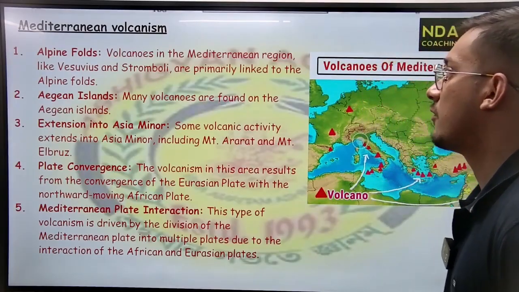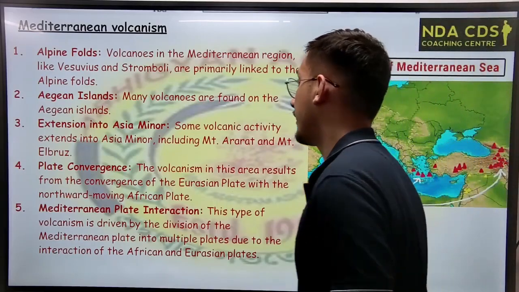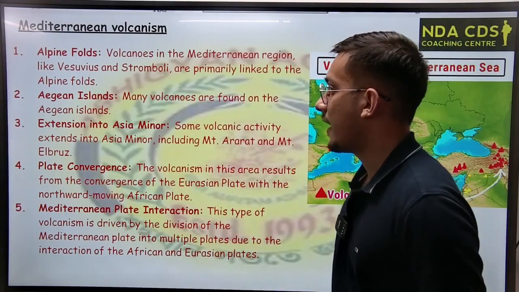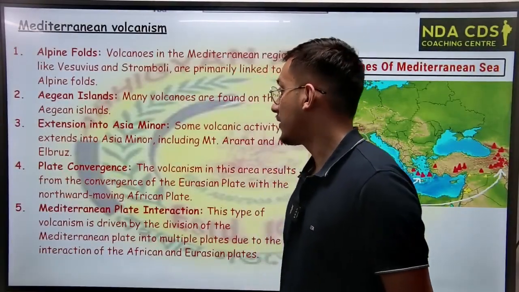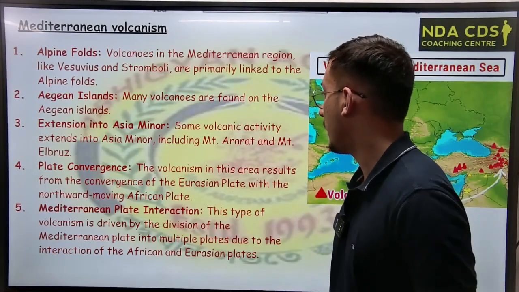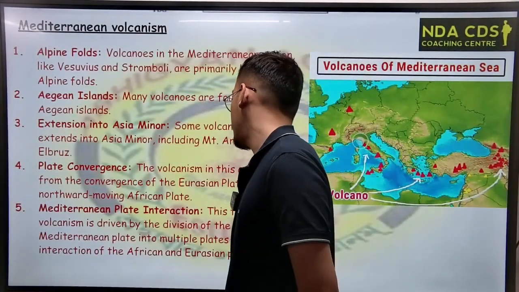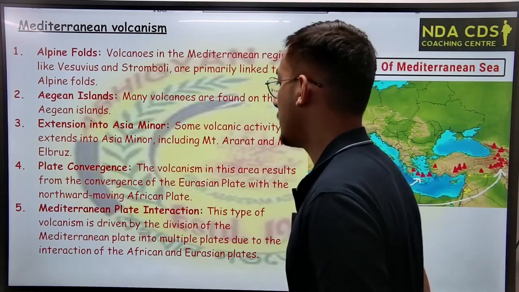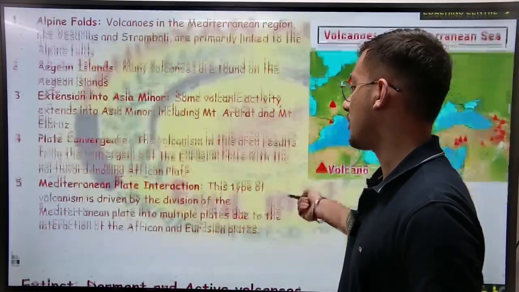Now we come on to Mediterranean volcanism. Alpine folds. Volcanoes in the Mediterranean region, like Vesuvius and Stromboli, are primarily linked to the alpine folds. Aegean Islands. Many volcanoes are found on the Aegean Islands. Extension into Asia Minor. Some volcanic activity extends into Asia Minor, including Mount Ararat and Mount Elbrus. Plate convergence. The volcanism in this area results from the convergence of the Eurasian plate with the northward moving African plate. Mediterranean plate interaction. This type of volcanism is driven by the division of the Mediterranean plate.